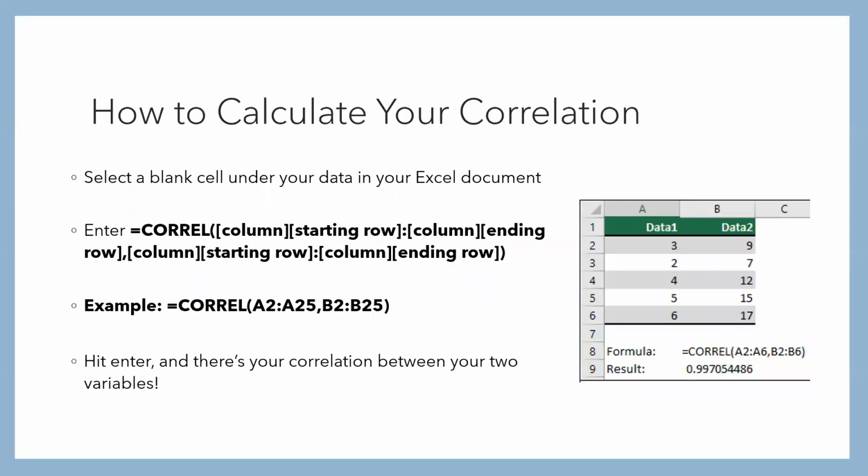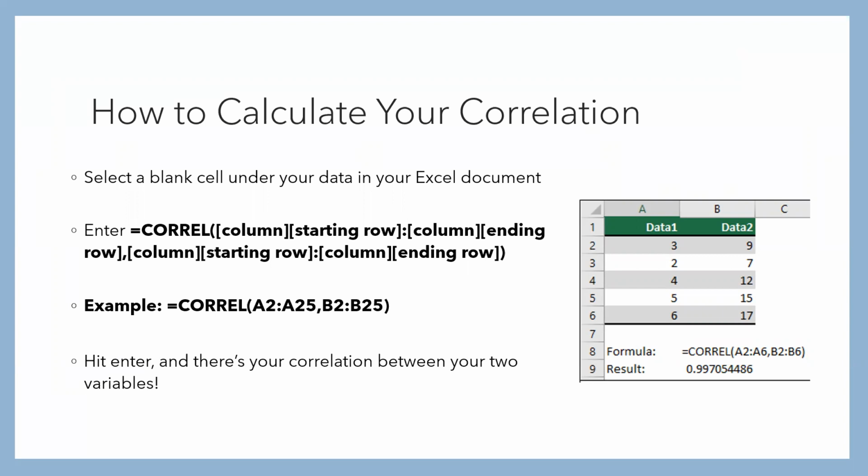So this is how you will calculate your correlation. It's super simple. It's quite similar to a lot of the other Excel formulas that I've given. You just want to select a blank cell under your data in your Excel document, and then enter the formula Correl. And enter it exactly like you see on the slide. It's just a little bit different because you're not just taking the correlation of one column, right? You're actually taking the correlation of two columns because they're two different variables and looking at the relationship between them.